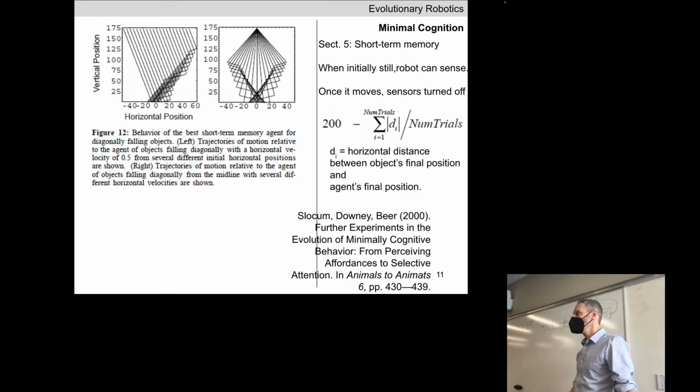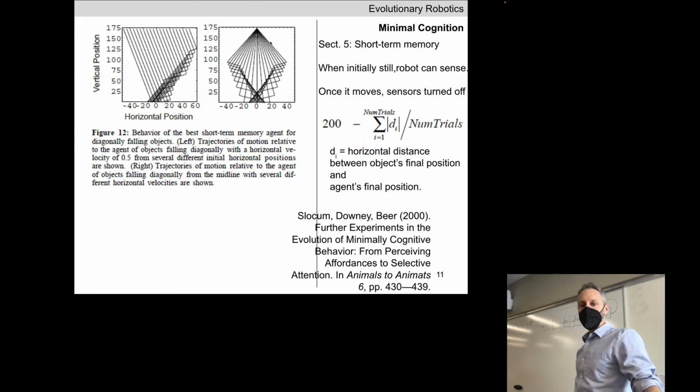Kind of a trick question. There's no particular reason why it has to move one way or the other. There's nothing in the fitness function that says get there quickly. The fitness function is only penalizing for d sub I, the distance between the agent and the object when the object hits the ground. Doesn't matter how you get there, or how quickly or how slowly you get there, or when you get there, just get there.